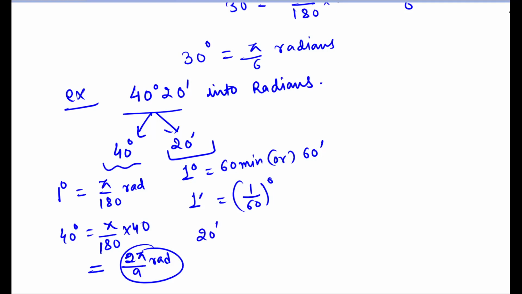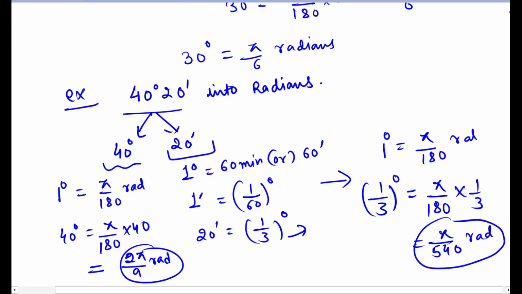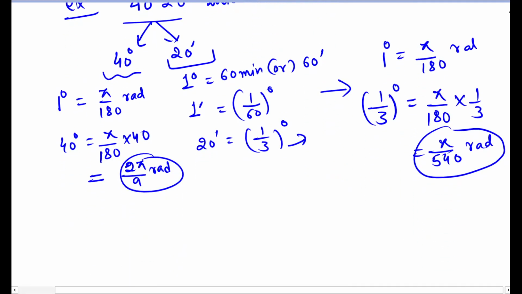So 20 minutes will be 1 by 3 degree. We also know 1 degree is pi by 180 radians. So from here, 1 by 3 degree is equal to pi by 180 into 1 by 3, so pi by 540 radians. Now we add these two measurements: 2 pi by 9 radians plus pi by 540.